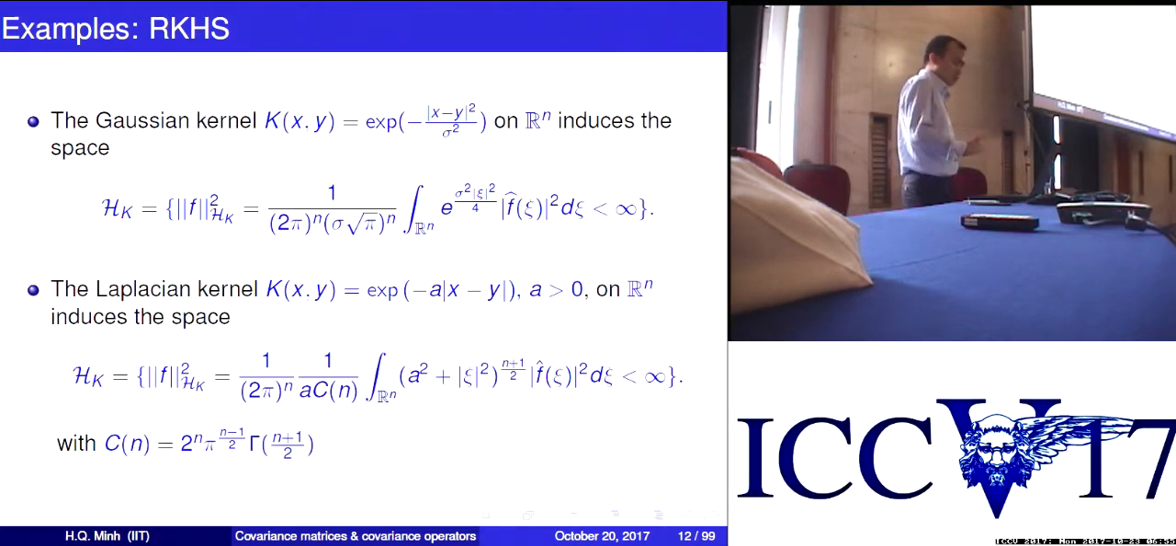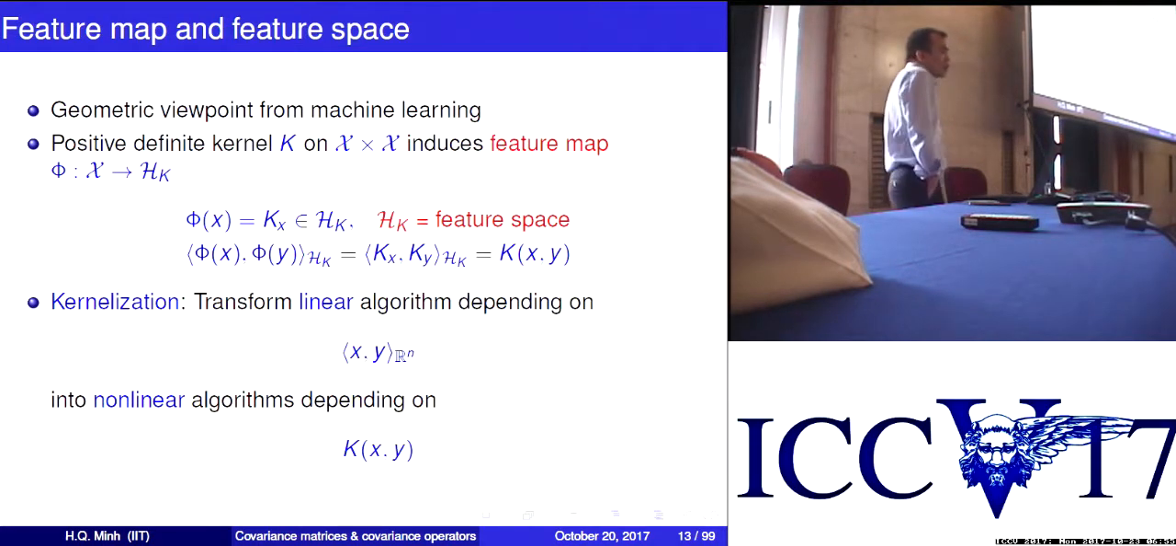This is very well known, that we have the Gaussian kernel, the Laplacian kernel, and so on. What we are going to use here is the feature map associated with a kernel. Given a positive definite kernel K, the geometrical viewpoint is that it maps the input space X into a feature space. In this case, we have H_K, and we can map every x to the function k_x, so phi(x) equals k_x. Now k_x is in the Hilbert space H_K, so it's called the feature space, with the property that the inner product of phi(x) and phi(y) is precisely equal to k(x,y).